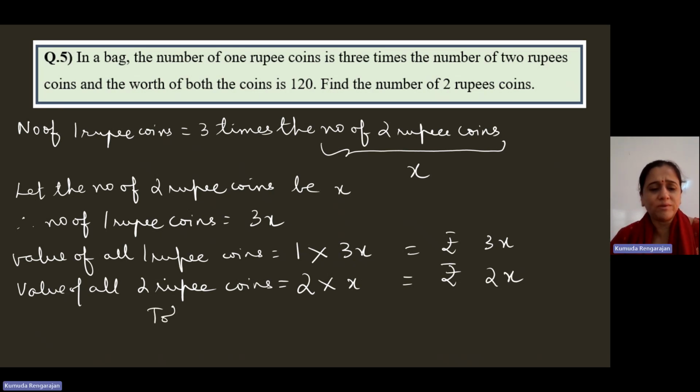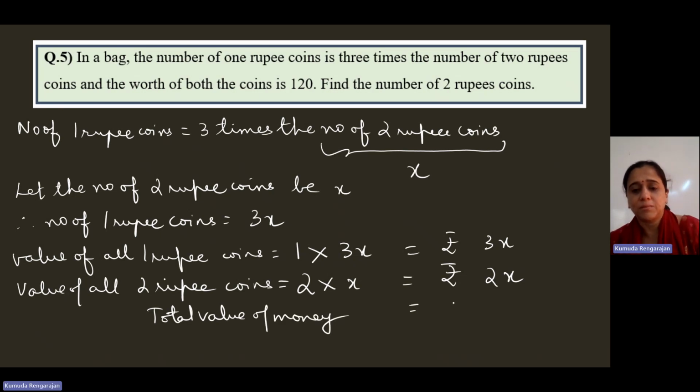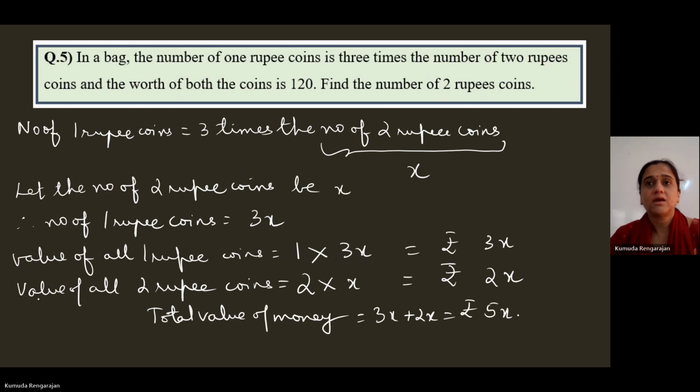So what's the total value of money you have? What's the total value of money here? Rupees 3x plus 2x, 5x. Correct? Total value of money is equal to 5x. Okay, let me write 3x. Total value of money is equal to 3x plus 2x is equal to rupees 5x. But it's given in the question that the worth of both the coins, that is the value of the coins, is 120 rupees.